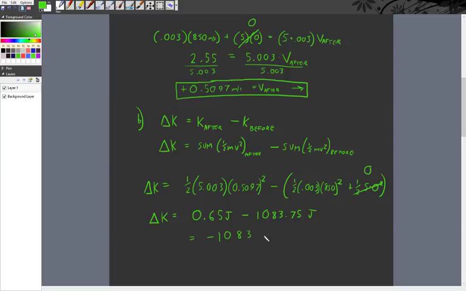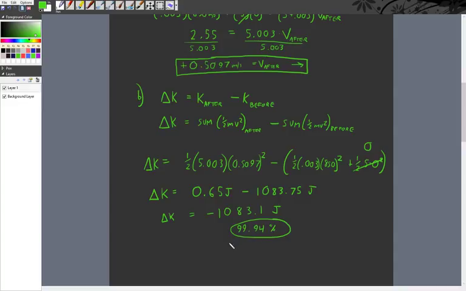Look at this. The kinetic energy lost, almost all the kinetic energy has been lost. We have lost 99.94% of the kinetic energy of the original bullet system. Okay? So we've lost almost all the energy of the bullet, but not all of it. That 0.06% is going to be responsible for moving the bullet and the block together.